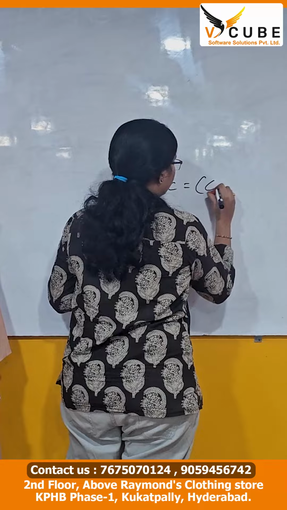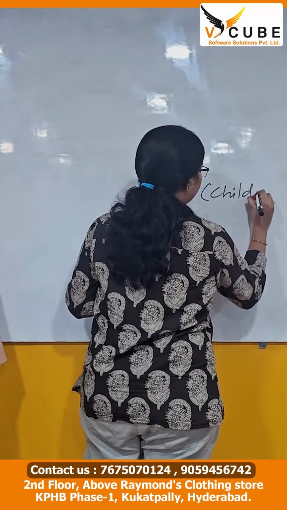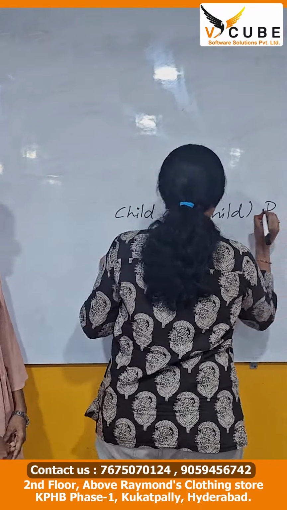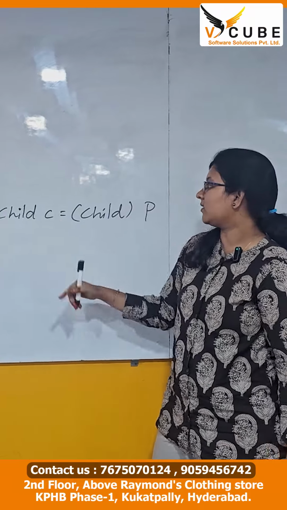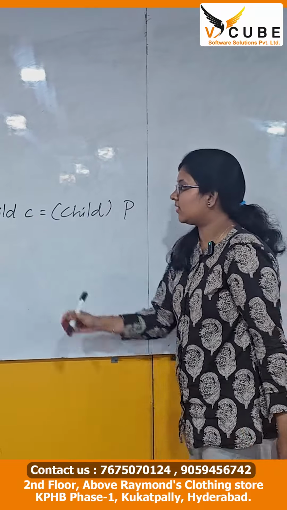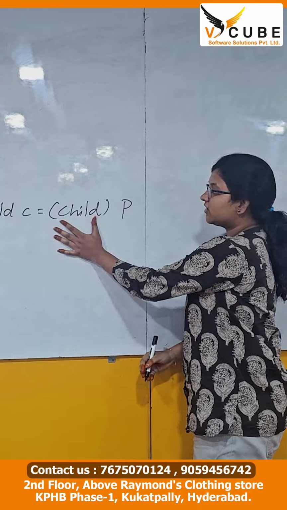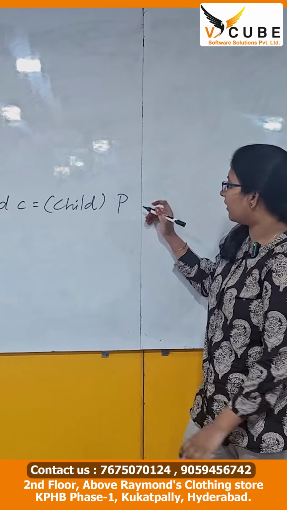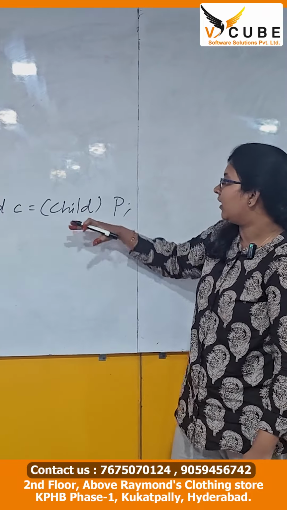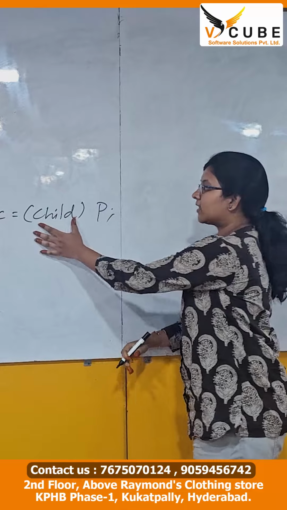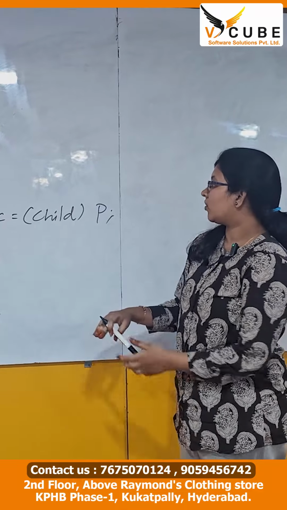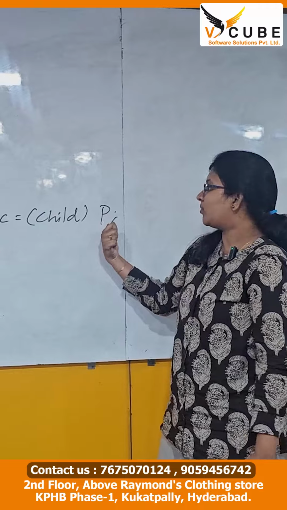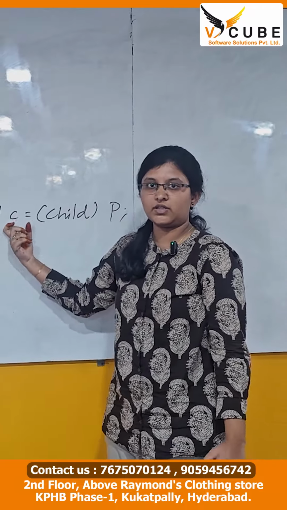Child c = (Child) p. Here Child is the class name of the child class, c is the object of the child class, and in brackets we write the child class name, and here p is the parent object. Here we write Child in brackets because the child class name is used as a data type. So here the parent object will get all the properties of the child object.